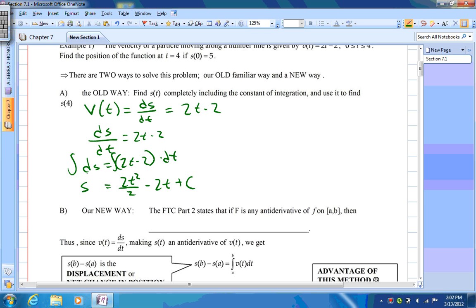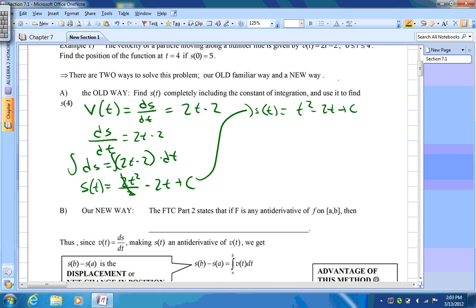and we should get s equals 2t squared over 2 minus 2t, don't forget about the plus c. So basically, if you think about it, our position function as a function of time will be 2t squared over 2 minus 2t plus c. The 2's cancel. So we get t squared minus 2t plus c.